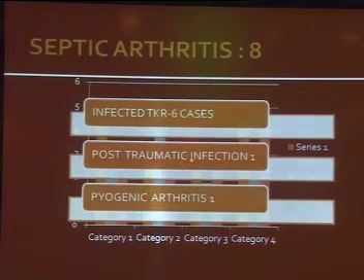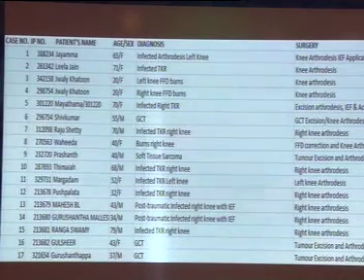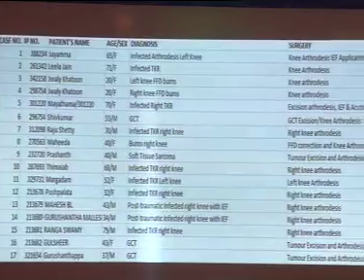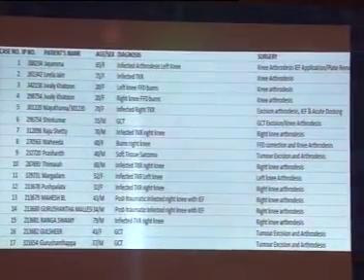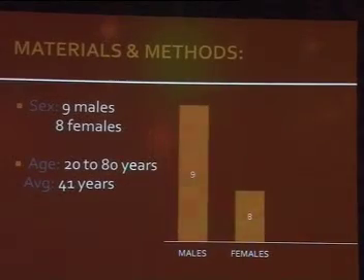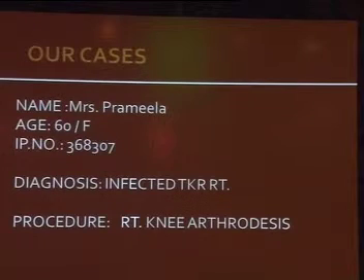In septic arthritis, infected TKR included 6 cases, post-traumatic infection 1 case, and pyogenic arthritis 1 case. This is the brief master chart of the cases which we have performed. Coming to materials and methods, there were 9 males and 8 females. Age ranged from 20 to 80 years, and average age was 41 years.